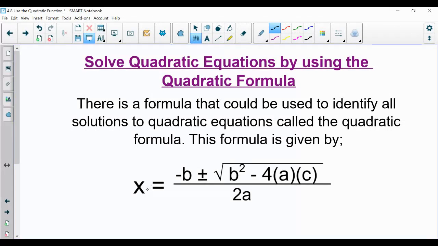That will give you the x values. It's going to give you 2, because of the plus or minus. So it's going to give you both solutions to this quadratic that you weren't able to solve using one of the other methods.